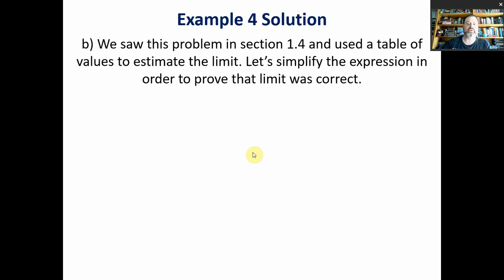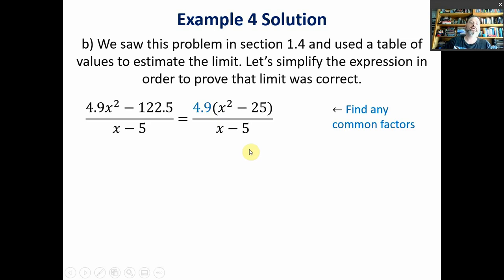So first thing you do, of course, is factor that numerator, right? We're trying to cancel that x minus 5. So the first thing you have to do is find the common factors. Because you look at 4.9x squared minus 122.5, and it doesn't look like it factors, but it does. And it's a lot easier to factor out 4.9 than it is to factor out x minus 5. So factor out the common factor first, right? We can see 4.9 is in the first term. Just take a calculator, do 122.5 divided by 4.9, right? So you factor that out.